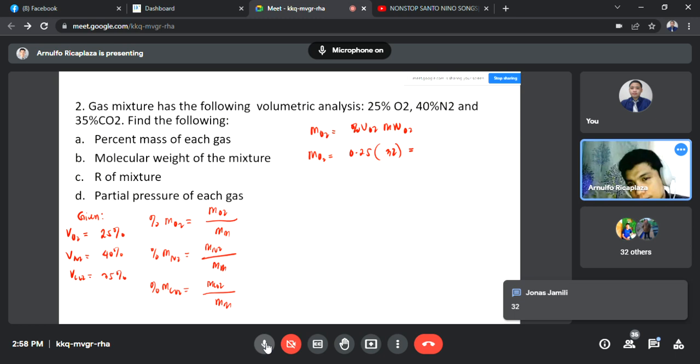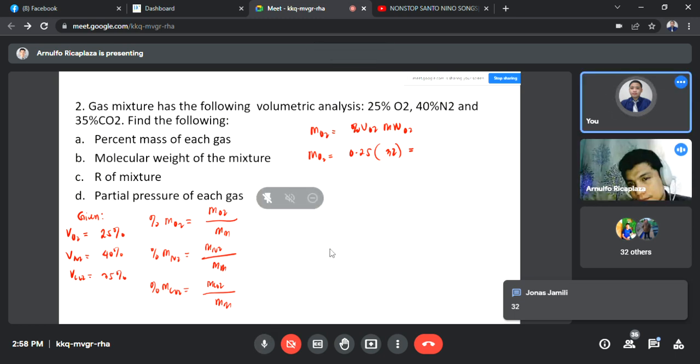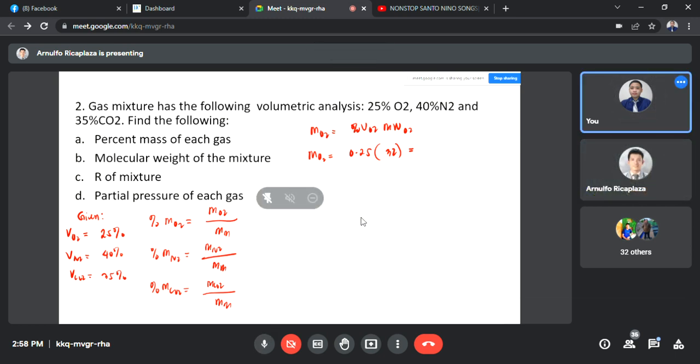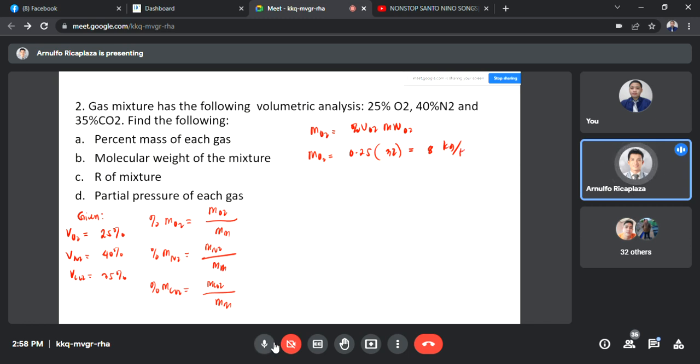8, sir. 0.25 times 8% is 32. 8, sir. That is 8, and that is in kilogram per kilomole. That is the mass per unit total of moles.